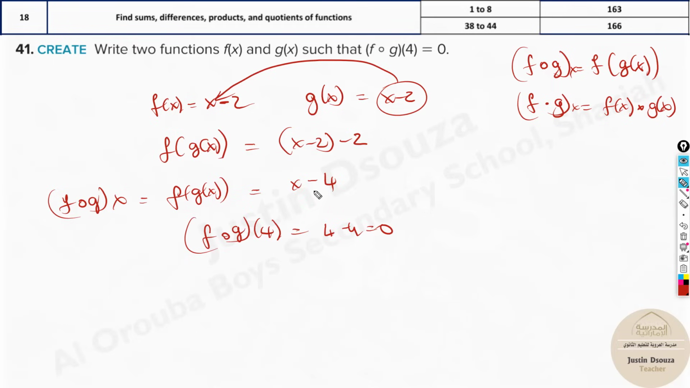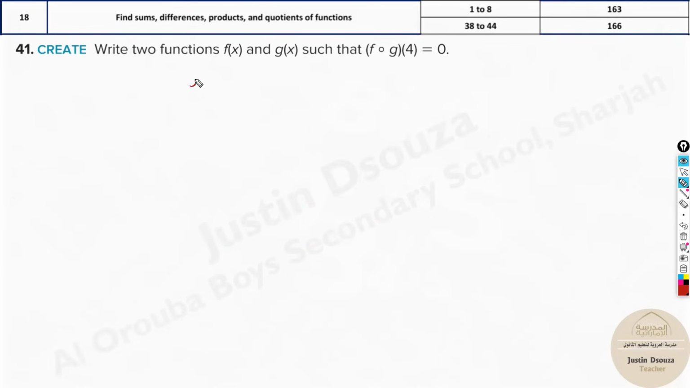So if you have two same functions, yes. But now what if they don't allow for same functions? If they have mentioned this, is it possible? If you have two same functions and you compose, when you substitute 4 over here, you'll get 0. But what if they don't allow you two same functions? You need to have something else. Now we will just change the value of f of x.